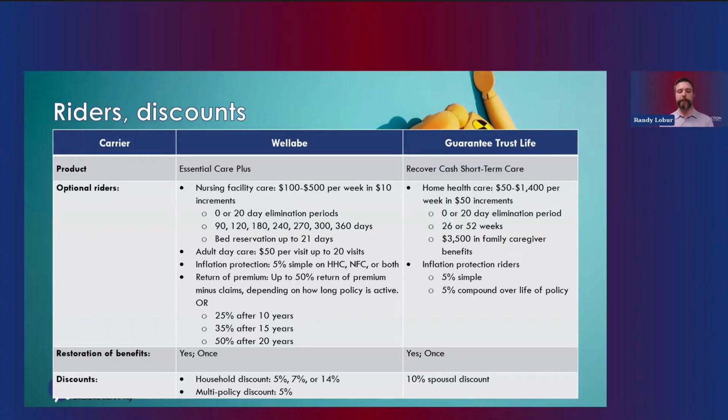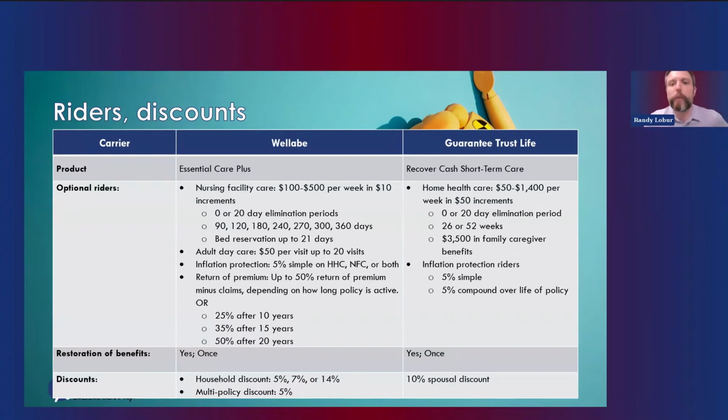So if the couple has their Medicare supplement policy and a hospital indemnity policy all through Wellabe, they're going to build their discount all the way up to 14% discount here on the home health care plan. The other policies have their own discounts that might apply there as well.